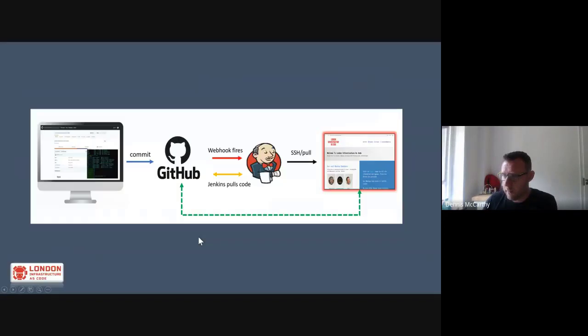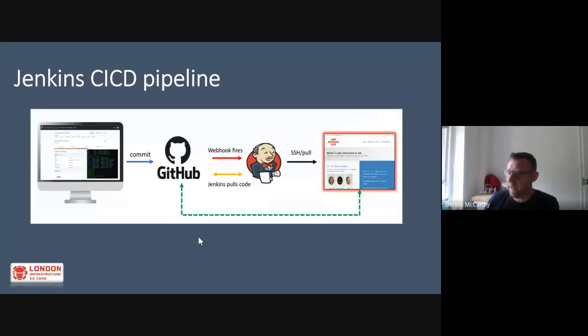This is a basic outline of what we're going to do. This is us on the left. We're going to be doing some code commits, and it's going to push to GitHub. That fires a webhook off to Jenkins. Jenkins pulls down the code and SSHs onto the box and runs the commands I want to run. So if you've got something else in mind, it'll do that. And then we check our website and we can see that it's been updated.